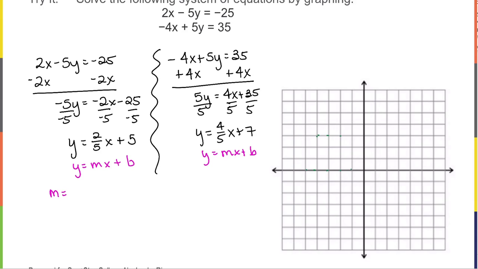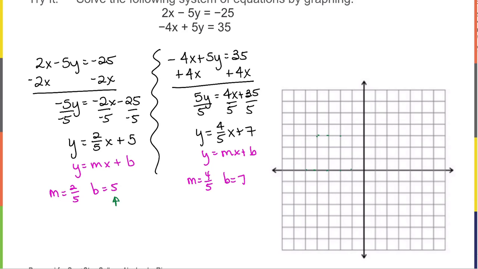For the first one, the slope is positive 2/5 and the y-intercept is 5. For the second one, the slope is 4/5 and the y-intercept is 7. So I'm going to graph the first equation, and begin with b, begin at 5.